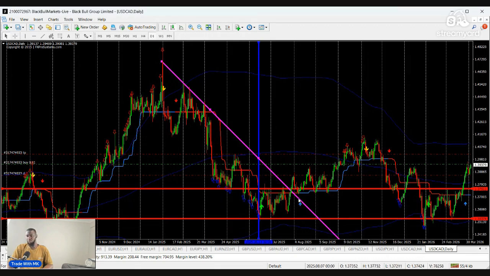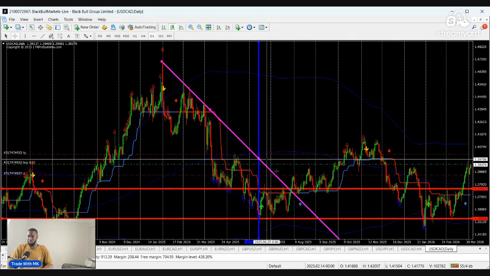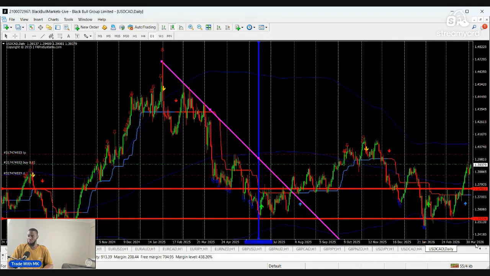I drew my trend line. It was a downtrend when the market was at this blue area. So I will not be looking at a support trade or a buy trade. At that time I'll be looking for an opportunity at resistance.